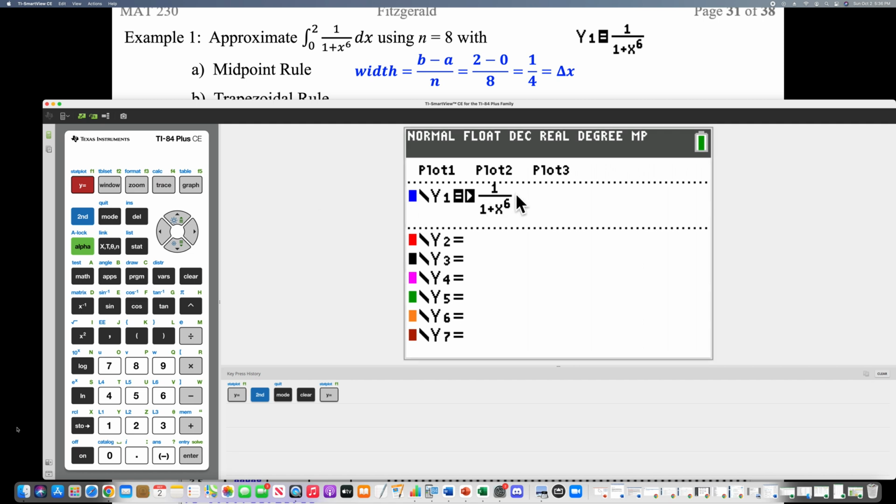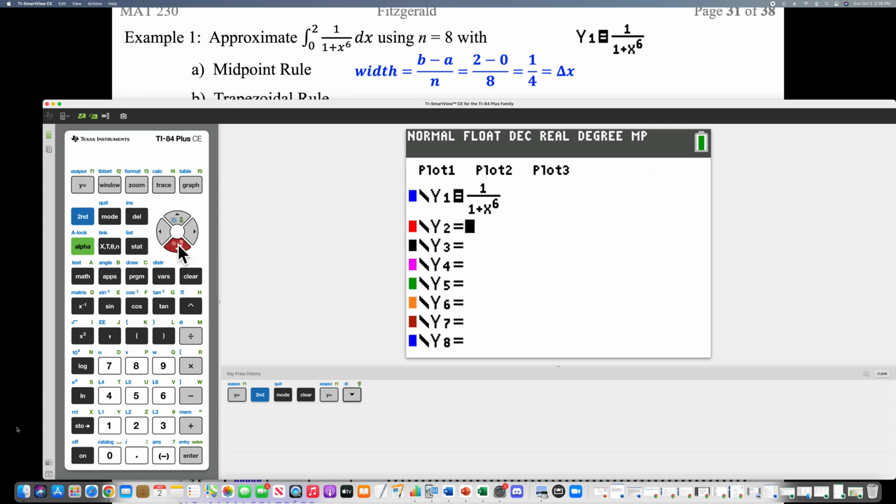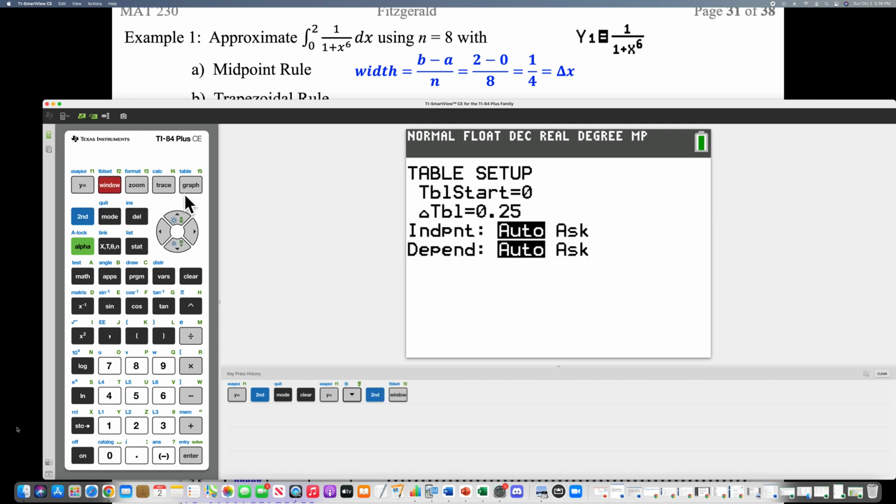So we are entering our 1 over 1 plus x to the 6th. So that's entered. And now to go to your table set, you hit second window. And this is where you would change it to, we wanted to start at 1 divided by 8. And there's my 0.25. You can just type in 1 divided by 4.